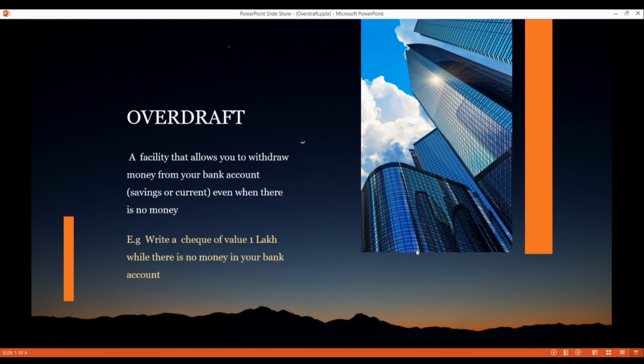So overdraft is nothing but a loan that is given by a bank when you do not have the sufficient amount with you. A typical example is, let's say you have written a check value of 1 lakh while there is no money in your bank account. Okay, and this overdraft facility is issued against your savings account, current account, and in most use cases against your fixed deposit, that is FD, right? So this is all about the overdraft facility.